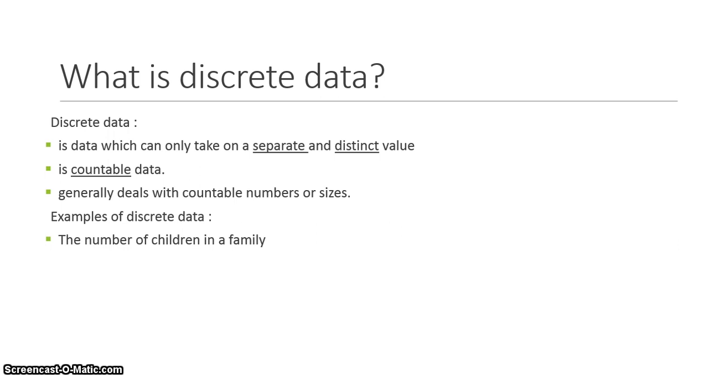Some other examples of discrete data are the number of goals scored in a netball game. Again, to collect this data, I would have to count the number of goals. So this is countable data. Secondly, the number of goals in a netball game has to be separate, distinct whole values. 10 goals, 20 goals, 30 goals, but not anything like 20.5 goals or 30.2 goals.